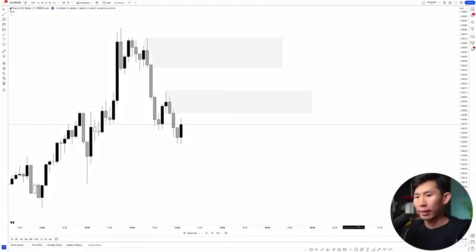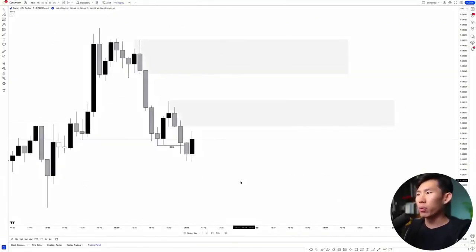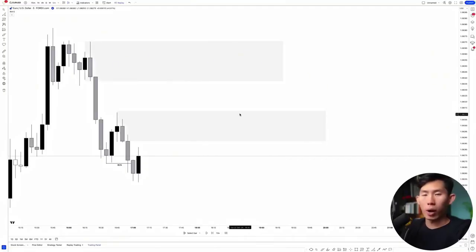Okay, that is your gap, and then this also led to a break of structure to the downside that we have right here, where price has just broke past the last swing low. Right, so that is your bearish break of structure to the downside. Okay, so now you can see we got these two order blocks right here.